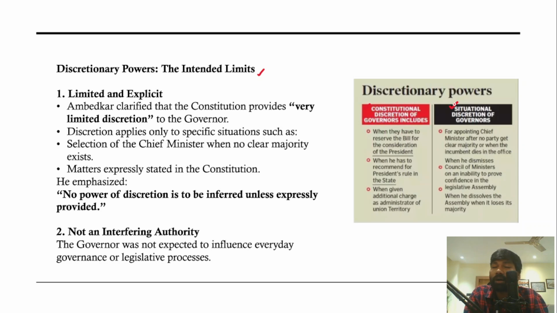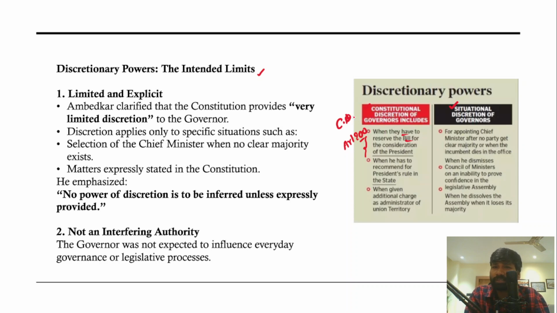Now what are the matters which fall under the constitutional discretion of the governor? If we talk about that, it is when the governor has to reserve a bill for the consideration of the president. Understand that Article 200 of the Indian Constitution provides a set of options for the governors. One such option is that the governor may reserve the bill for the consideration of the president. So this might be considered a constitutional discretion of the governor.